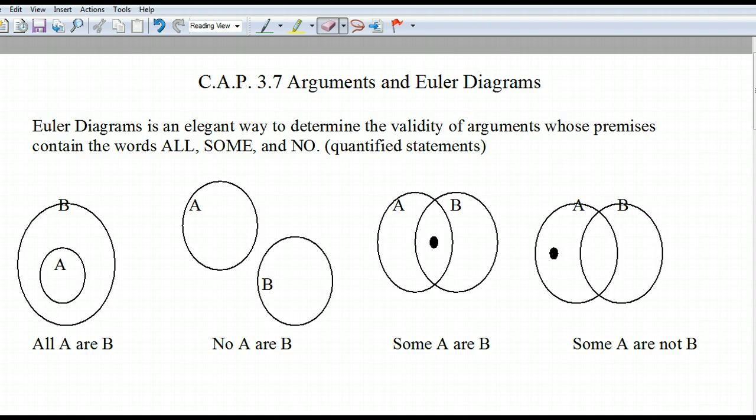The second one is no A are B. Okay, so an example of that, no dogs are cats. They're not related except for the fact that they're mammals, right?